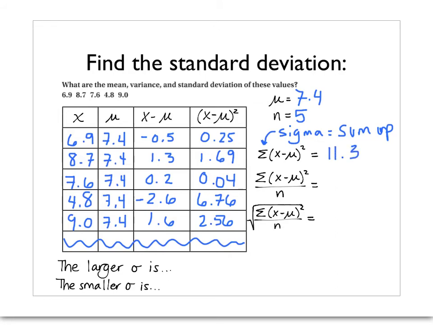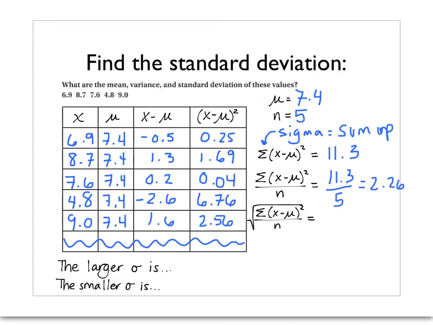To now find the variance, we're going to take that 11.3 and divide by how many values we actually have in our data set, which is 5. I just can't seem to write a 5 today. There we go. So we're going to divide by 5, and that, my friends, is the variance.